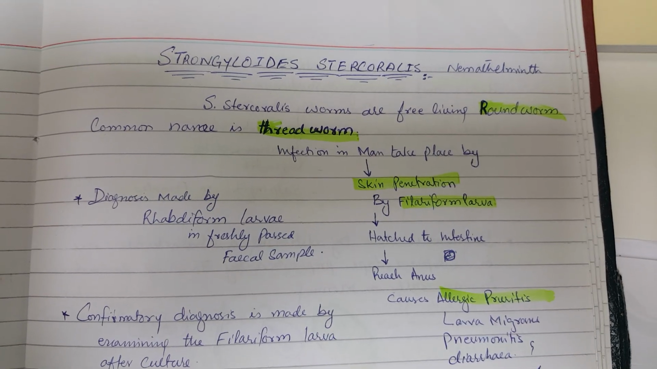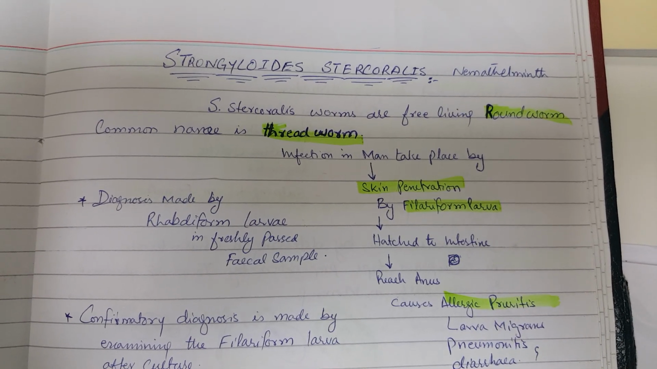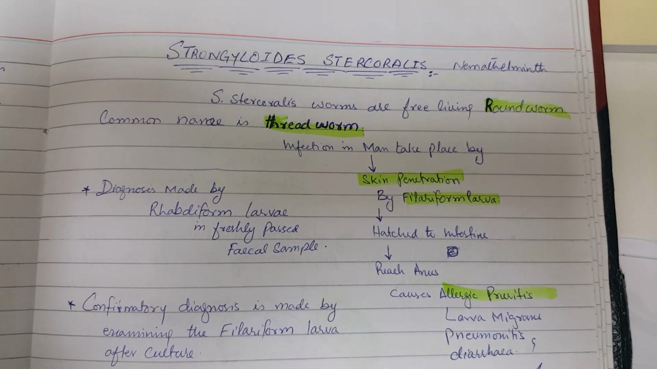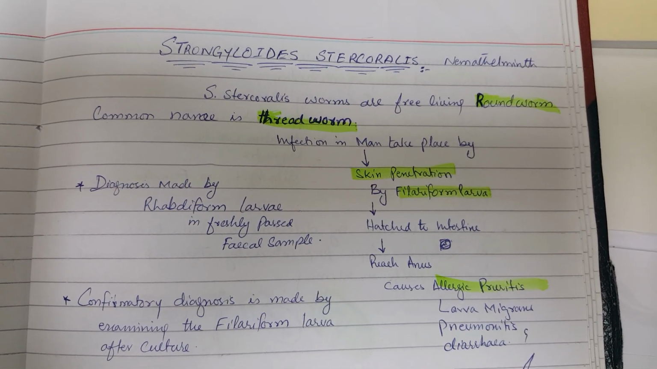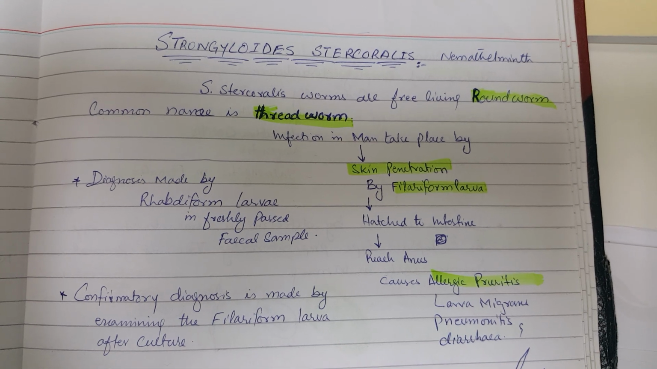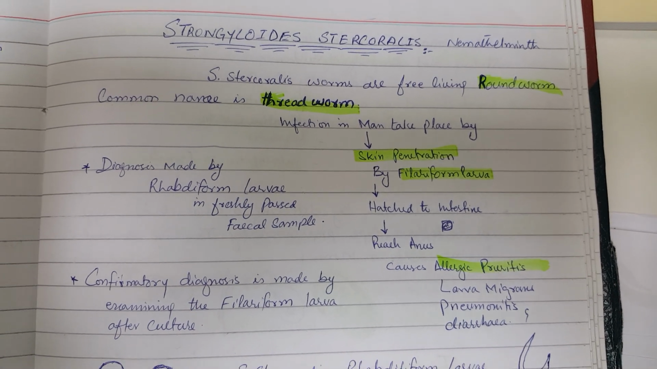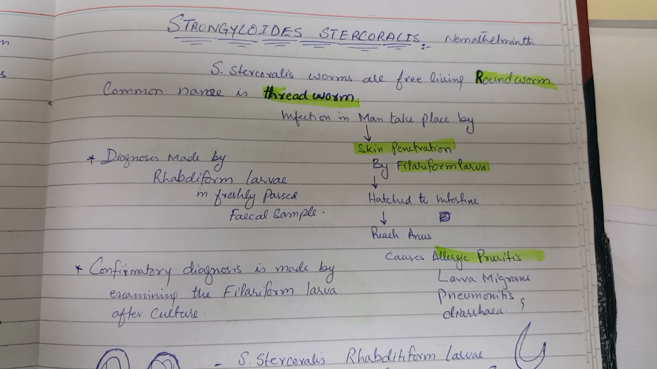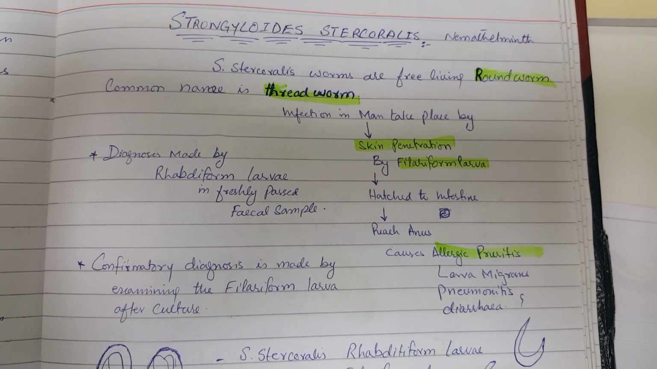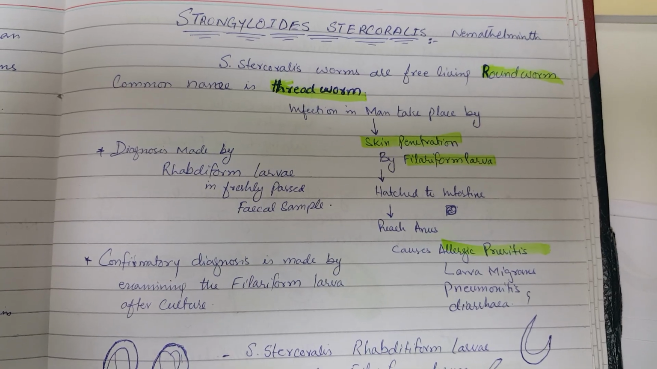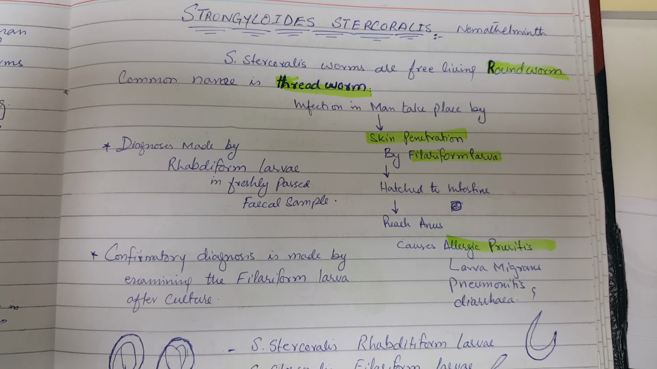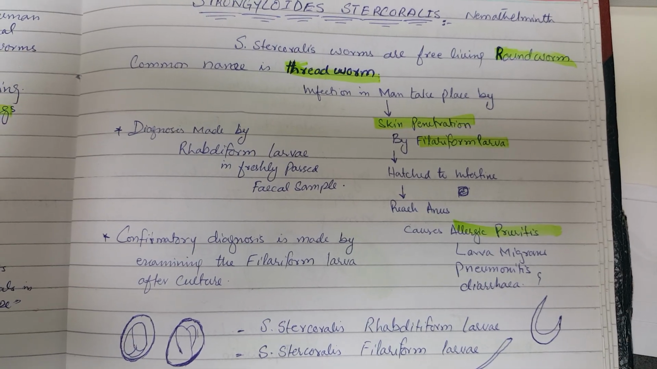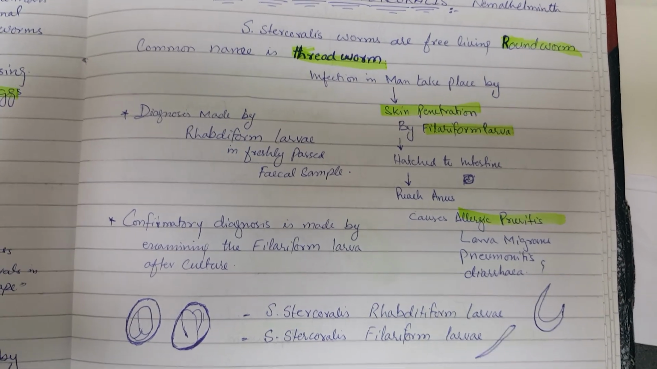Strongyloides stercoralis is an intestinal helminth, and the worms are free living. It is a roundworm, commonly named threadworm. Infection in man takes place by skin penetration by filariform larva, which hatch in the intestine and reach the anus and cause allergic pruritus, larva migrans, pneumonitis, and diarrhea. Diagnosis is made by rhabditiform larva in a freshly passed fecal specimen, and the confirmatory diagnosis is made by examining the filariform larva after the culture.